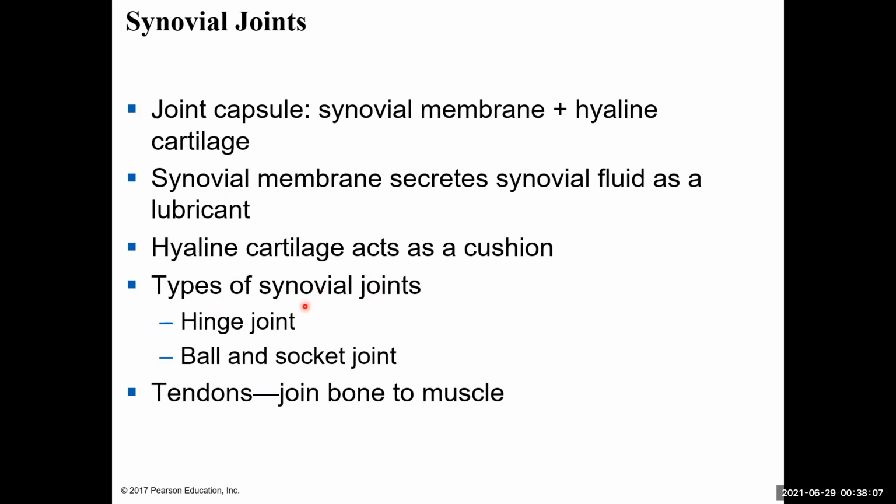There are two types of synovial joints. You have a hinge joint, which is your knees and your elbows, and you have a ball and socket joint, which is your shoulders and your hips.